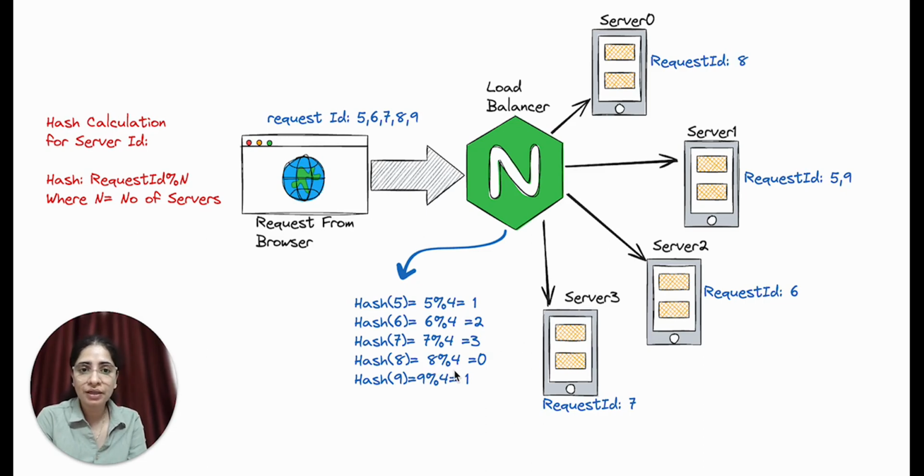Then 8 % 4 is 0, so it will go back to the 0th server. Similarly for 9, 9 % 4 equals 1, so it will go to server number 1. So on server number 1 we'll have a load of 2 requests, on server number 2 a load of 1 request, and on server number 3 a load of 1 request again. It was working fine, but now let's assume that we want to add another server to this architecture.